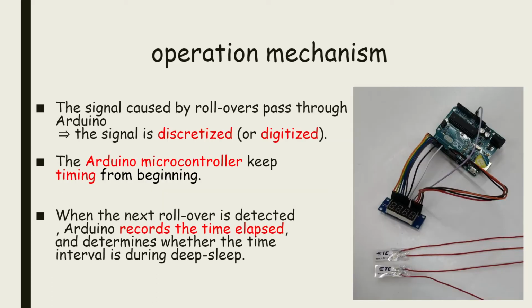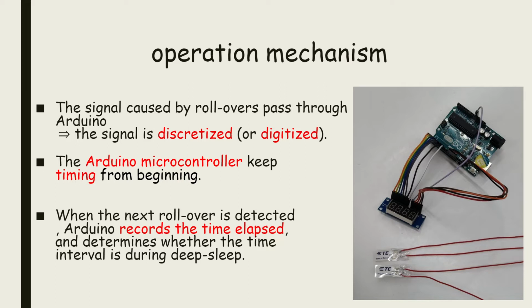Now we can detect the rollovers easily. The signal caused by rollovers passes into the Arduino. The signal is then turned from analog into digital. The Arduino microcontroller keeps timing from the beginning. Once we get a rollover signal, the Arduino will record the time interval between two rollovers.